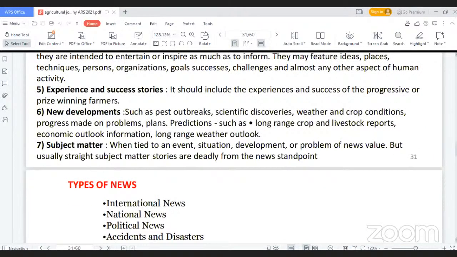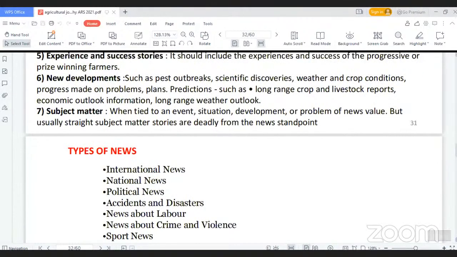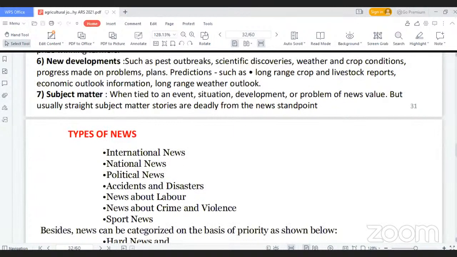Success story of any farmer. Suppose you want to write a success story of a farmer from Rahuri or Nagar district, you write down things. Like farmers of Rahuri, you can grow this much millet, or you can grow this much sugarcane, and through the different techniques advised by MPKV, that farmer got this much profit. Success story is written like that. Then new development, as I told you, some pest outbreak or scientific discovery or some prediction, any new development that may happen.